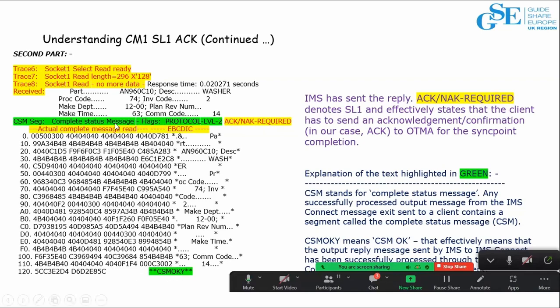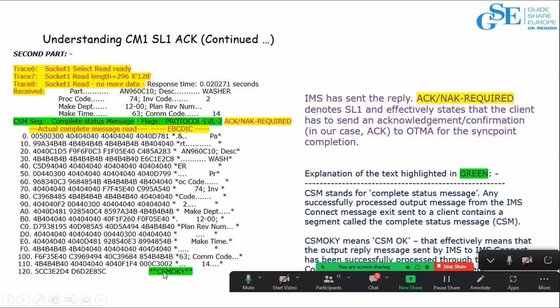Now, there is also another interesting thing over here. If you see the CSM segment, as you can see, it stands for complete status message, right? It basically says that any successfully processed output message from the IMS Connect message exit sent to a client contains this CSM segment, which is the complete status message segment.